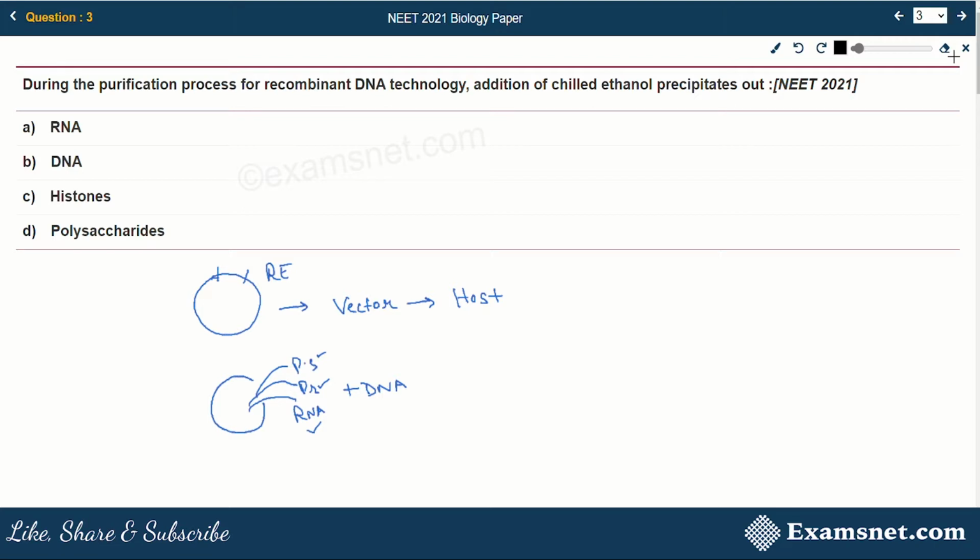See, RNA is removed after treatment with nucleases. Similarly, proteins like histones are removed after treatment with proteases and so on. And at last, chilled ethanol is added, after which DNA is precipitated out. Okay, so the correct option is DNA.